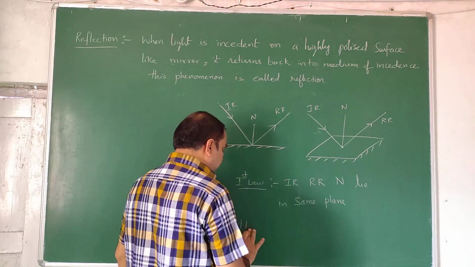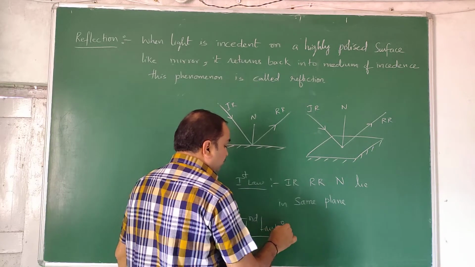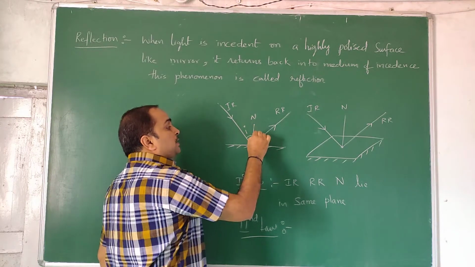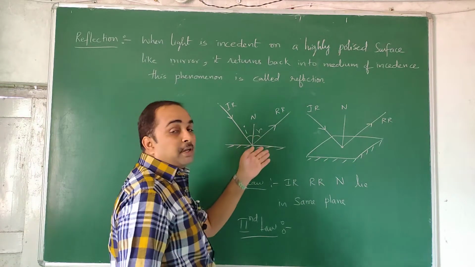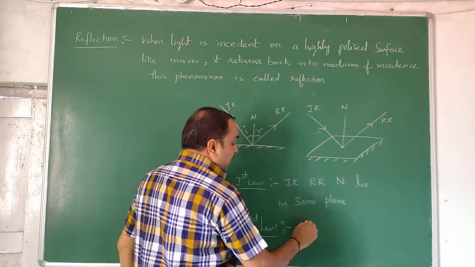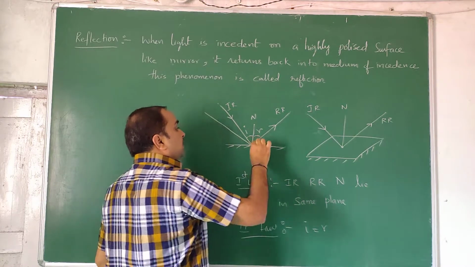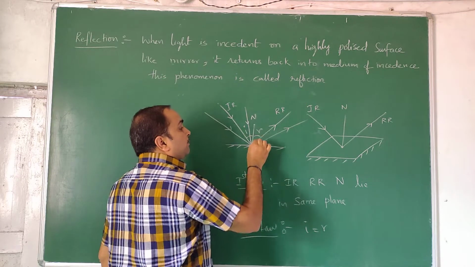Second law. The angle made by the incident ray with the normal is called angle of incidence. The angle made by the reflected ray with the normal is called angle of reflection. Both you can take as theta equal to theta, but here they are pronounced like that: i equal to r. If this is 30 degrees, this is 30. If this is 60, then this will be 60. If this is 10, then that will be 10.